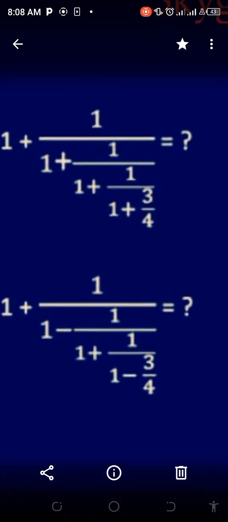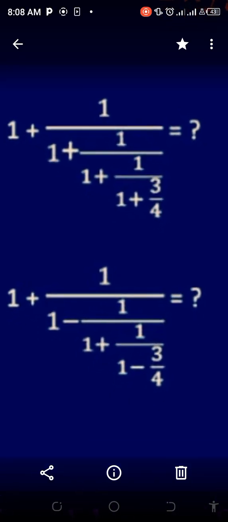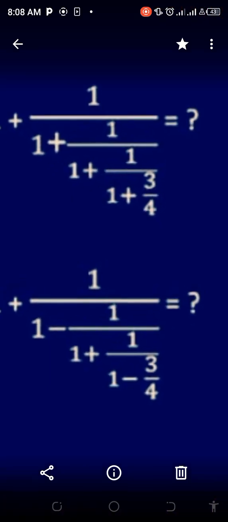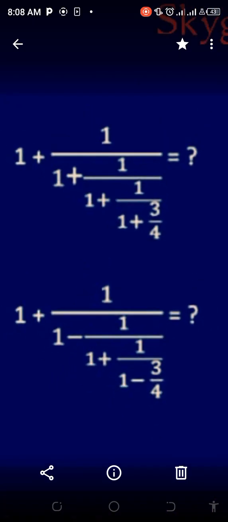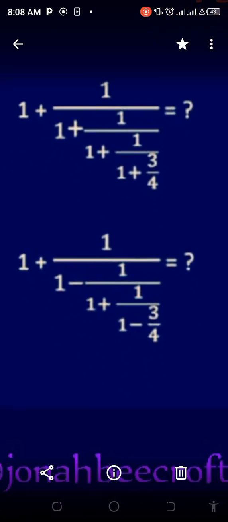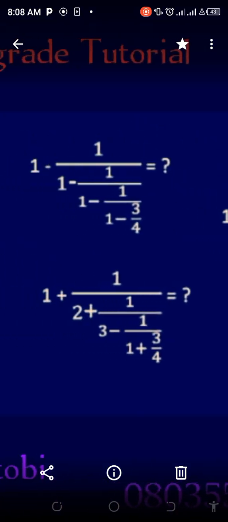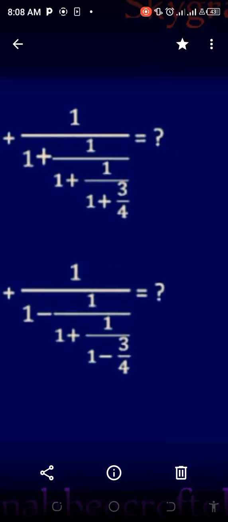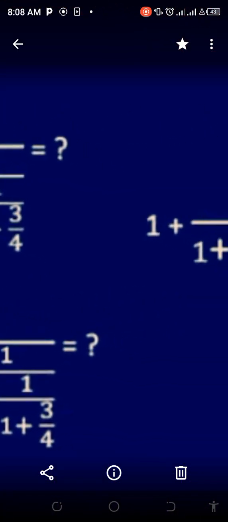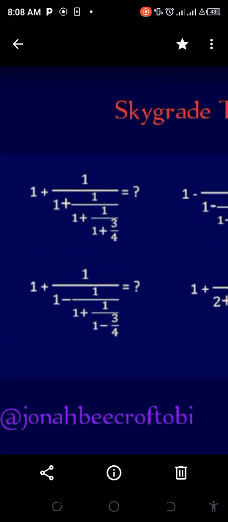You see different ladder fractions. The first one is shown there. The question on ladder fraction is always evaluate. So you'll be asked to evaluate these questions. These questions here are of different structure. We are first of all going to explain the structures of these ladder fractions, what we look at, what we watch out for, and how to resolve each of the structures one after the other.